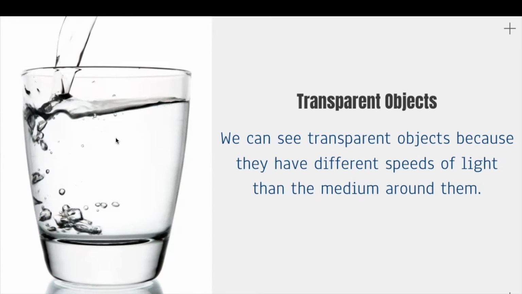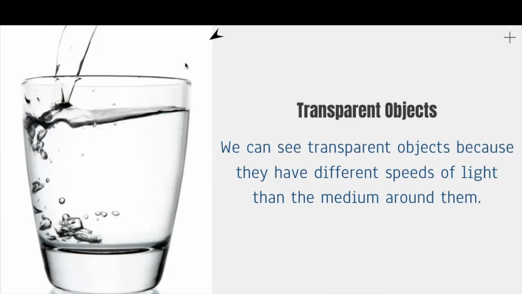Transparent objects are transparent because they have a different speed of light than the medium around them. And that means that I can only see the edges where refraction occurs. Refraction allows us to see objects that would otherwise be transparent. So I can see the glass-air boundary, the water-air boundary, and the glass-water boundary. I can see boundaries because those are the places where light bends. And since the light is bending away from your eyes, that looks dark instead of light.